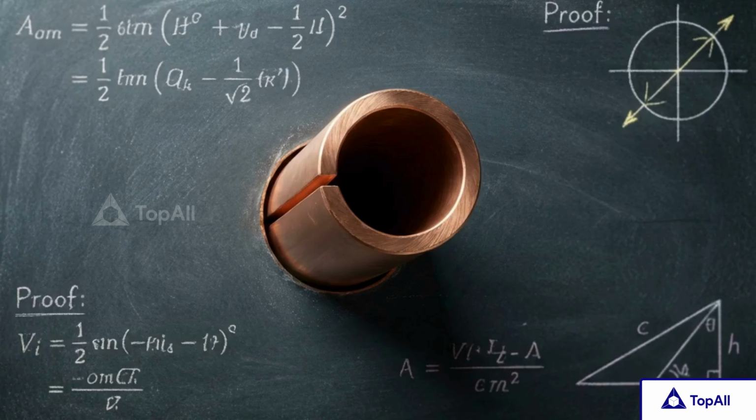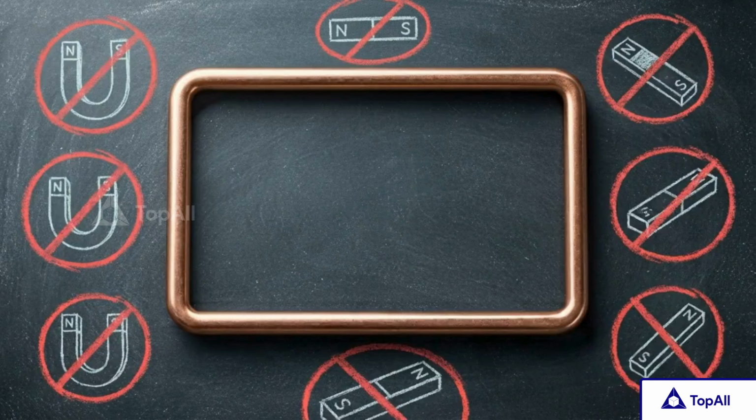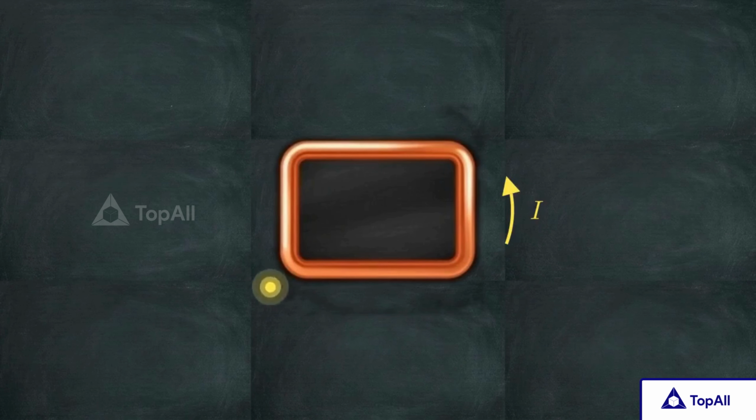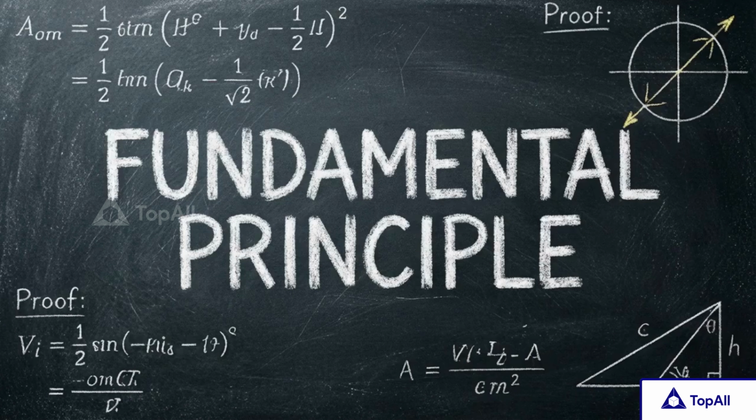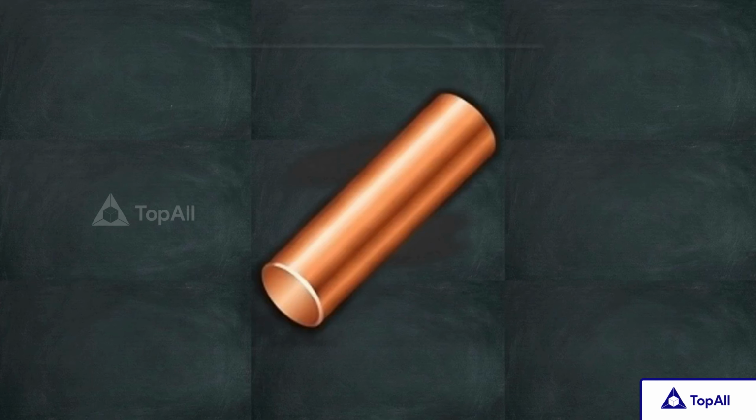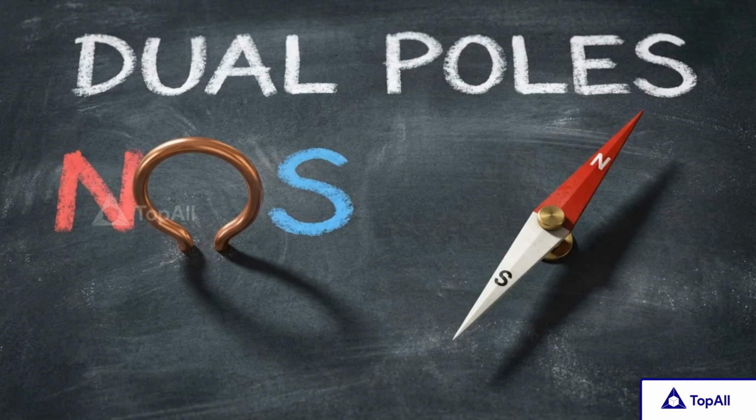Notice what is missing from this system. There is no iron inside this wire. There are no permanent magnets attached to the frame. Yet it behaves exactly as if it has a north and a south pole. The physical rotation we just saw proves a core rule of physics. The moving charges inside the wire create their own magnetic identity. We call this a magnetic dipole. It is simply any object or system that has two opposite magnetic poles, exactly like a standard compass needle.